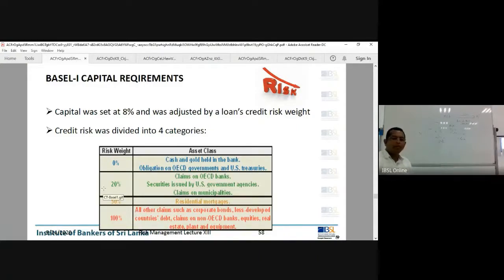If you lend against cash or gold held in bank, or lend to OECD, Organization for Economic Cooperation and Development, there are 35 countries in that list, like US, Canada, UK, Netherlands, Mexico, like that, there are so many countries. If you lend to any one of those countries or US Treasury, you don't need to allocate funds, your risk weight is zero. If you lend to OECD banks, security issued by US government agencies, claim on municipalities, it is 20%. If it is residential mortgages, it is 50%. And any other one, whether it is for ABC Perra or Google or IBM, it is 100%. How does that work?